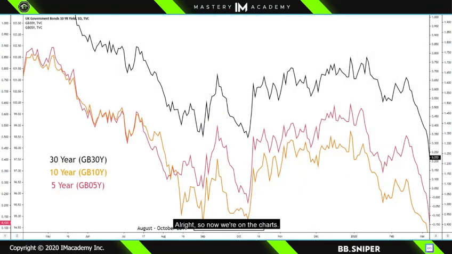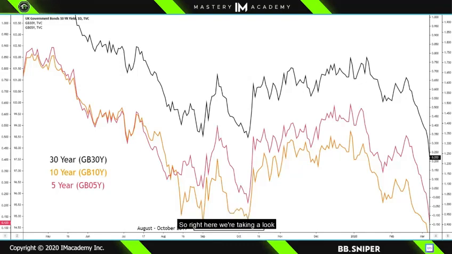All right, so now we're on the charts. The bottom left has the legend for you. So the black line is the 30-year, the pink line is the 5-year, and the yellow is the 10-year. And I put the symbols in there as well next to it, just in case you didn't get it on the last slide.